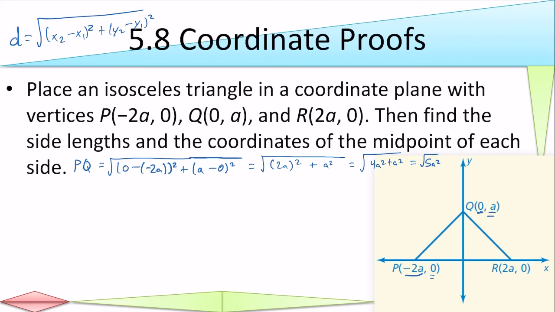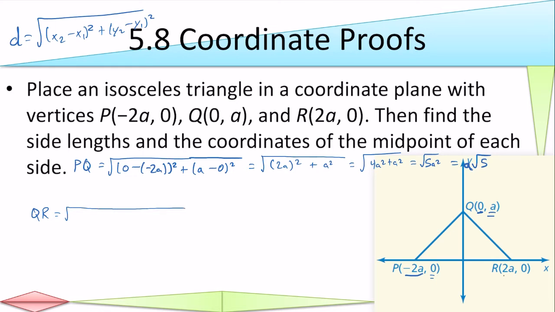And well, we can square root each of those. The square root of 5 is the square root of 5, but the square root of a squared is just a. So it's a times the square root of 5. Let's leave a space for the midpoint, and let's do QR's distance.